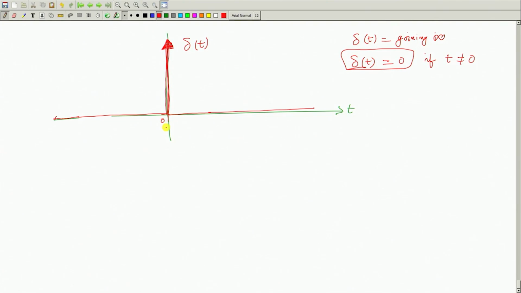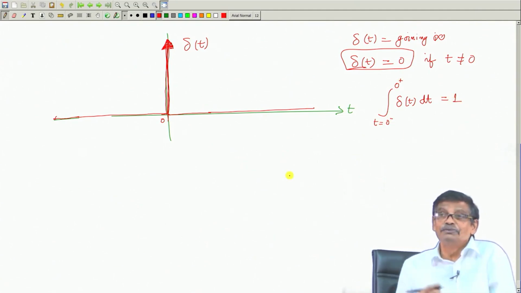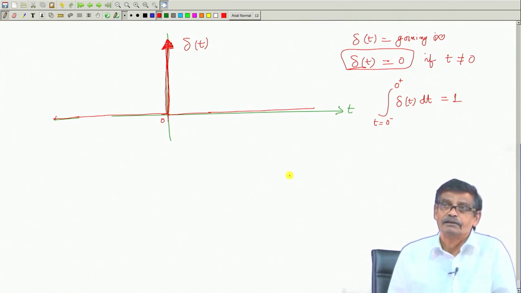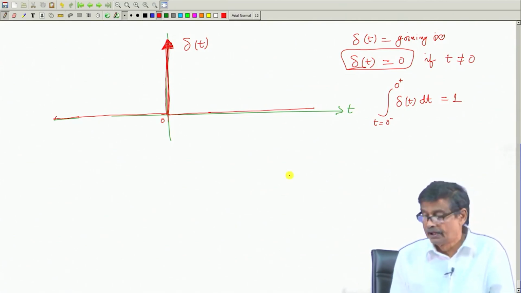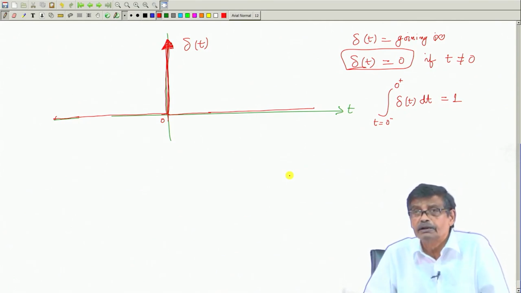But I can say another thing about delta t: the integral of delta t dt between t equal to 0 minus and 0 plus is equal to 1, because the area under the curve is 1. So, I am collapsing h, the height is increasing as 1 by h, but for any chosen value of h, the area under the curve is 1.